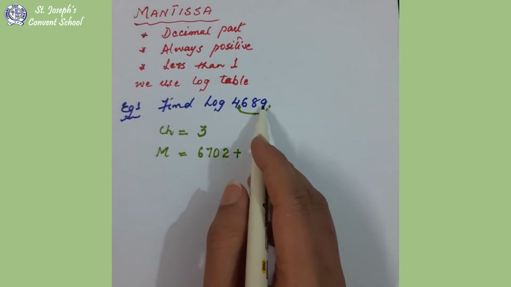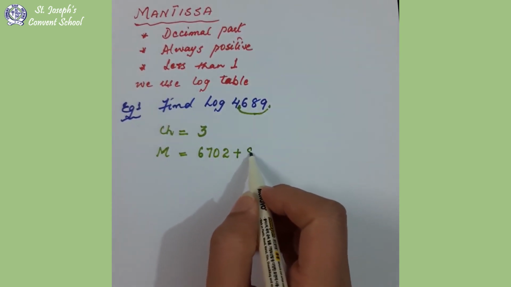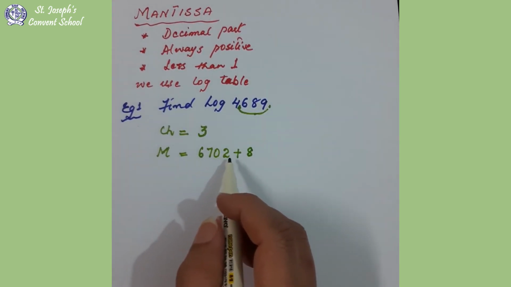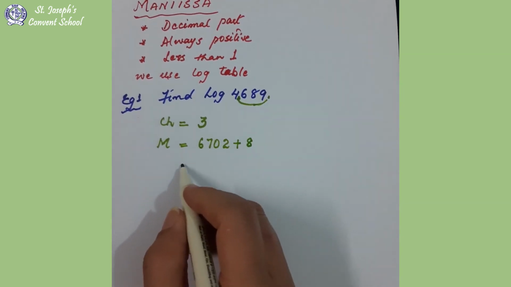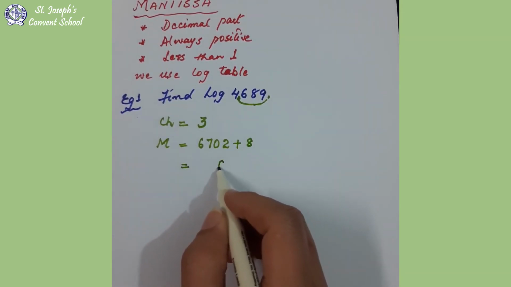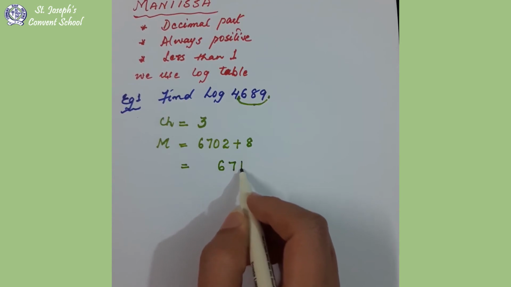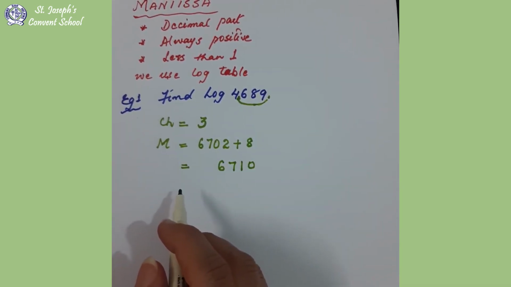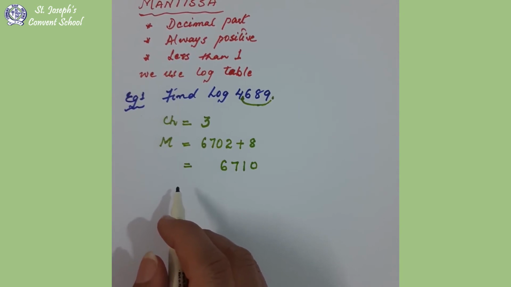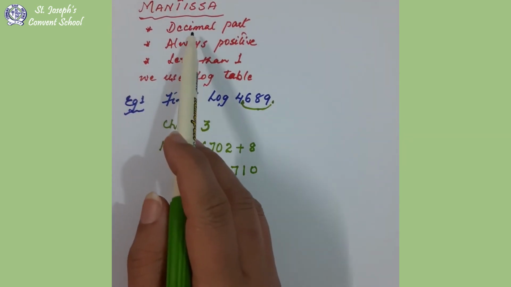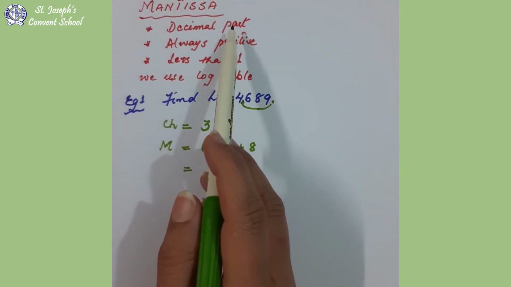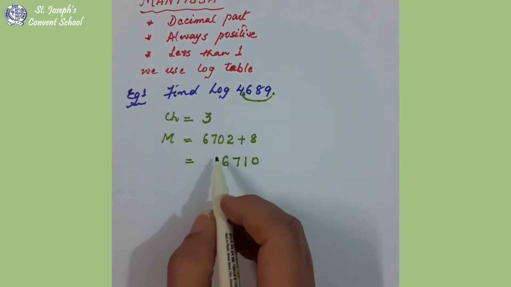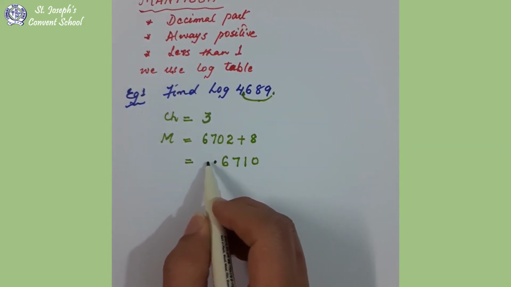In the mean difference column, the value for 9 was 8, so we always add the mean difference column. So 6702 plus 8 equals 6710. After adding, we put the decimal. Why? It is written in the mantissa, it is the decimal part, and it is always positive and less than 1. Less than 1 means we put the decimal here in the beginning.